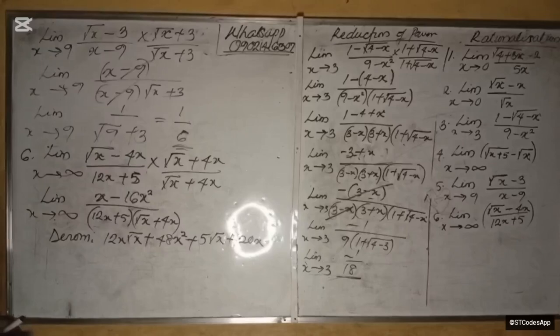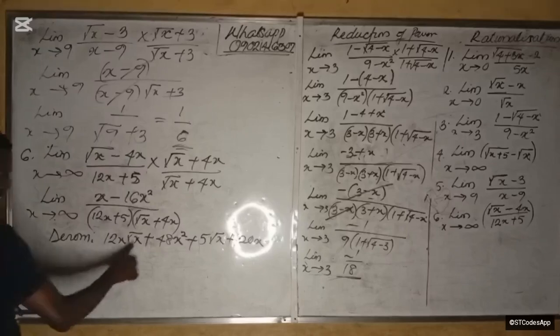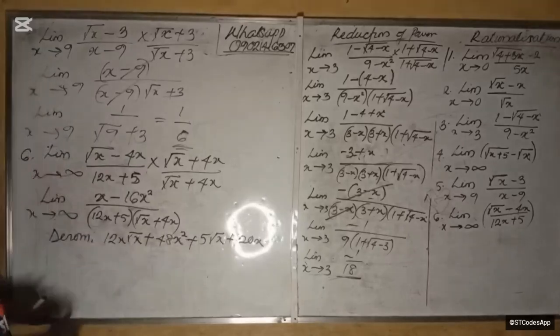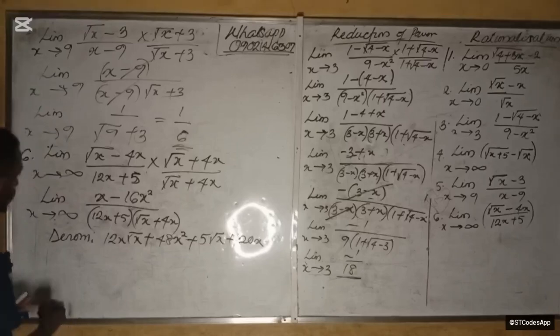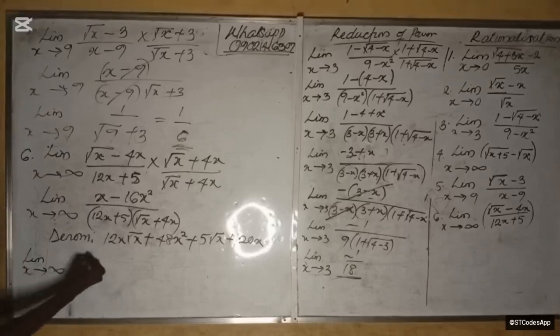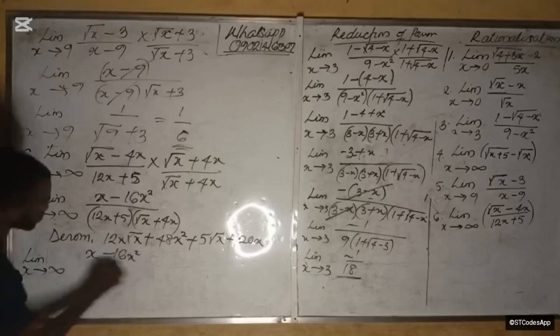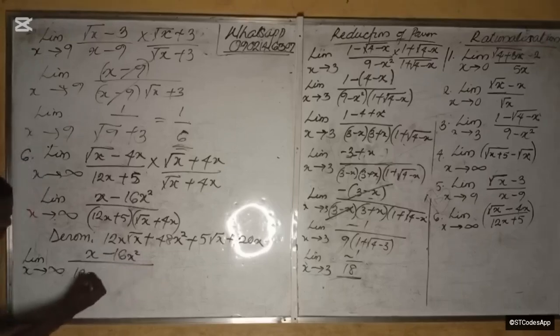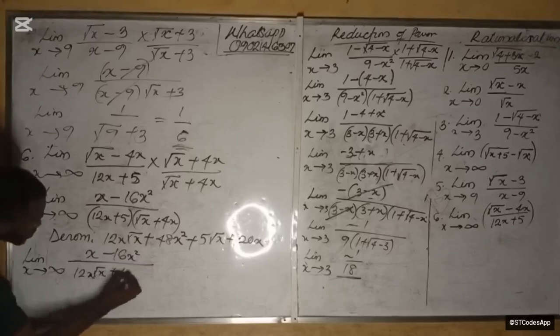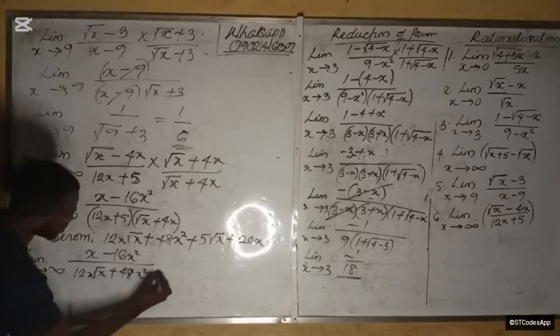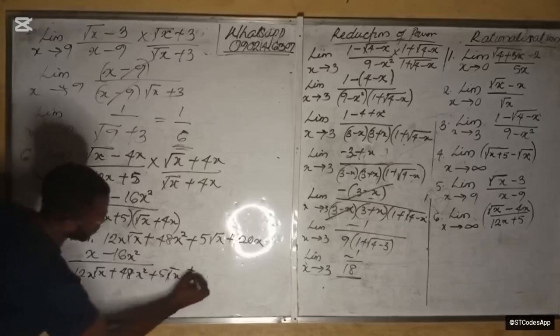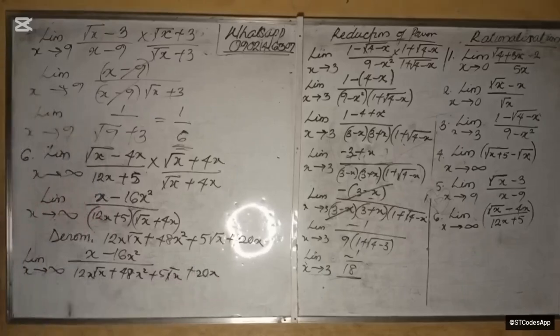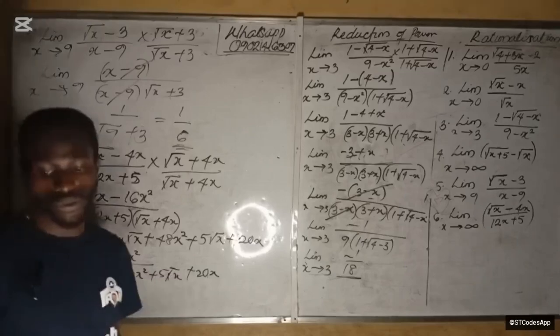So from here, this and this, okay, they are not like terms because this one has x outside. Okay? So what we can do is, our function becomes the limit as x approaches infinity of x minus 16x squared over 12x root x plus 48x squared plus 5 root x plus 20x. We have to do some manipulations here.